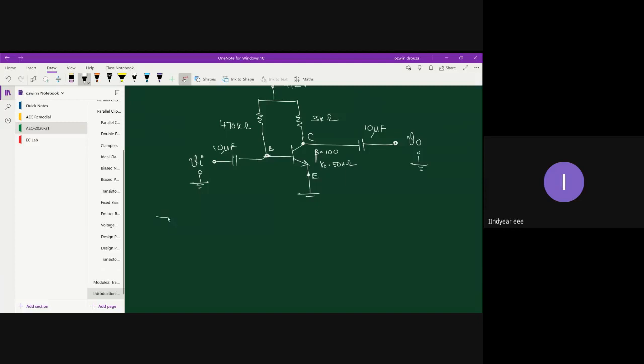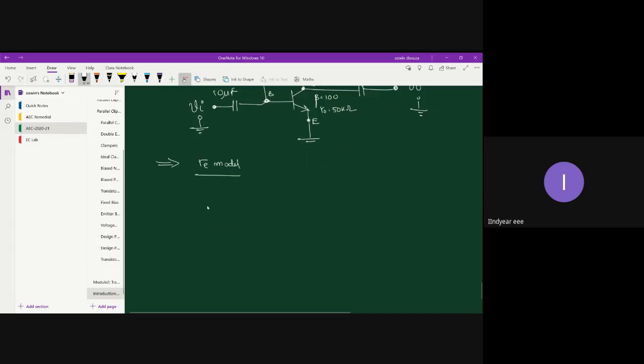So first we need to construct the re model. Remember one thing, this particular question can be asked with emitter bias or voltage divider bias. The method remains the same. Normally this question comes for 8 to 10 marks, and this is how the marks are distributed. First you have to construct the re model, which gets about 2 marks.